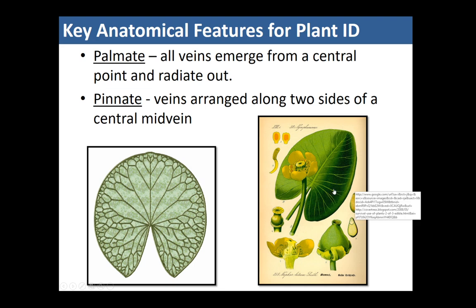On this picture on the right of spatterdock, this is pinnate. Pinnate means the veins are arranged along two sides of a central midvein. So in this illustration, you see the very prominent central midvein, and then all of the other secondary veins are arranged along two sides of that central midvein.